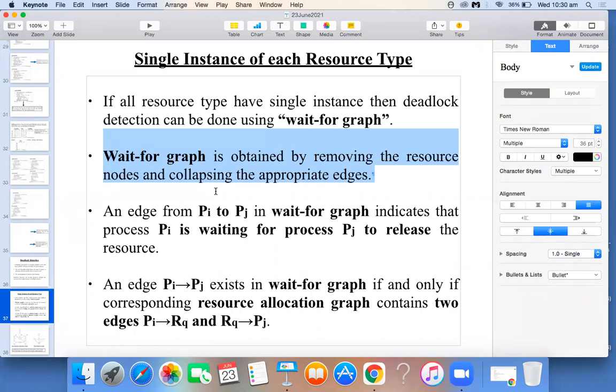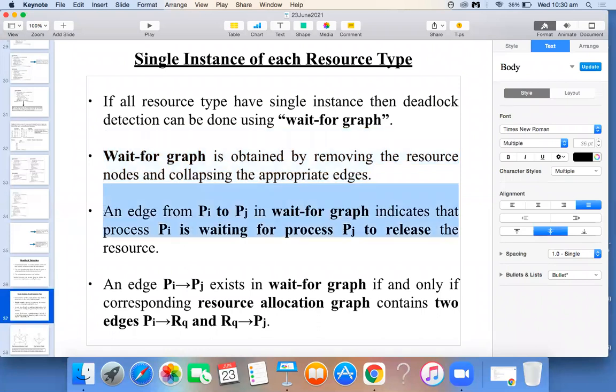Next, you can see the third point, what it says: if there is an edge from process Pi to process Pj in a wait for graph, what does it indicate? It indicates that process Pi is waiting for process Pj to release the resource. That's what the edge from process Pi to Pj indicates.